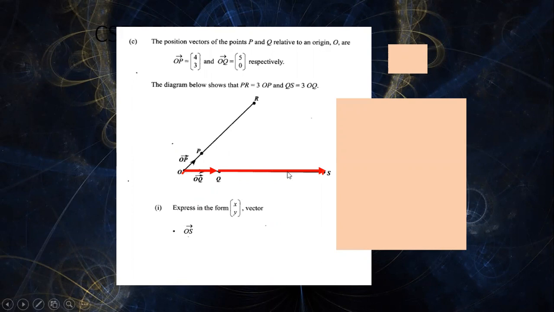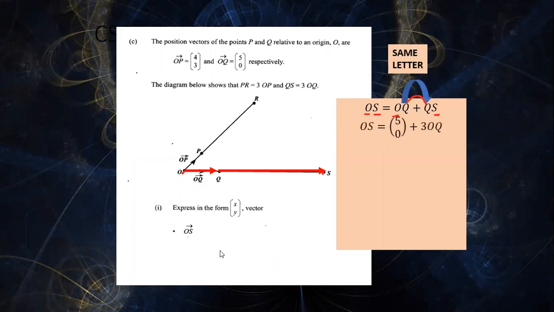To get from O to S, I'll have to go from O to Q, and then Q to S, which is what I have here. Don't forget what we said before: the first letter here, the last letter here, and the letters in between are the same on either side of the plus sign. That's a really good way of applying the triangular law, and you'll get the correct result every single time.